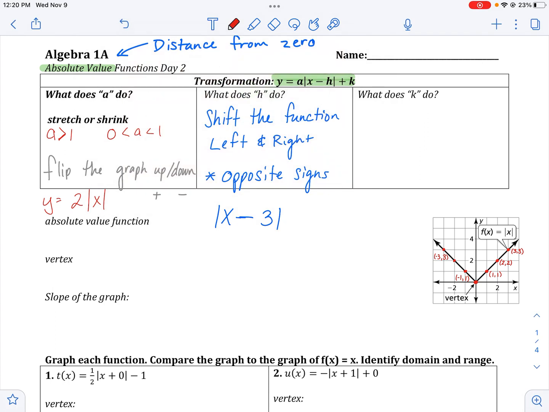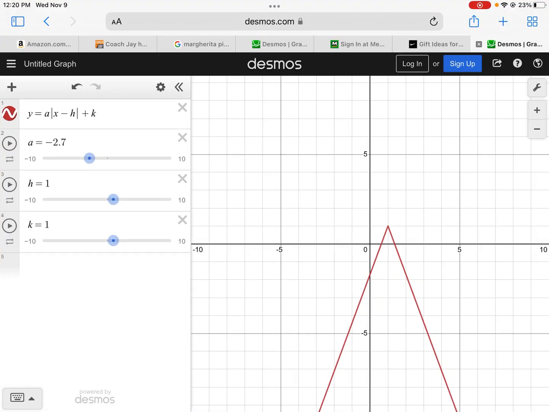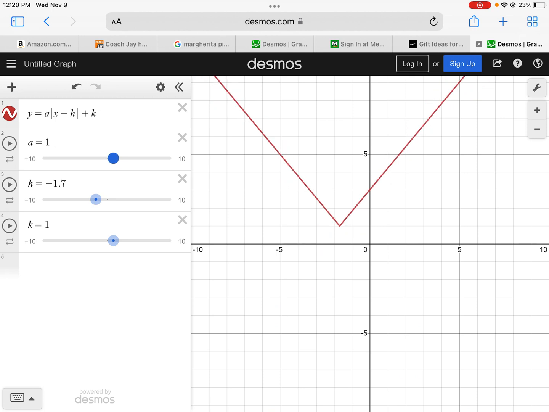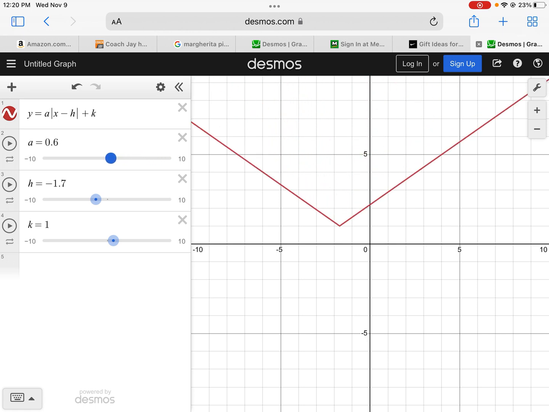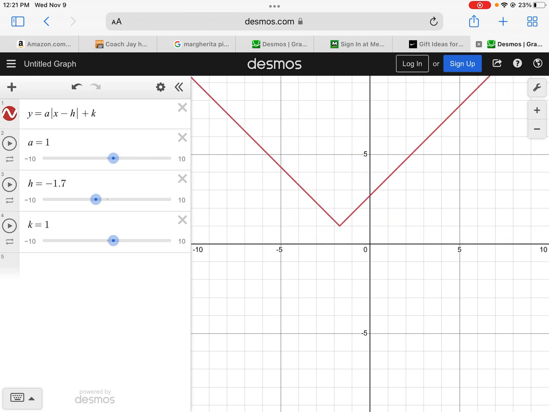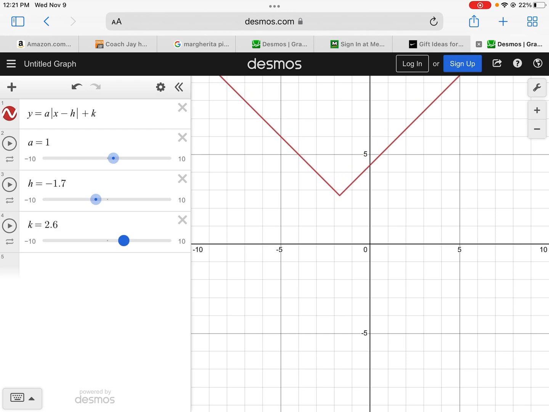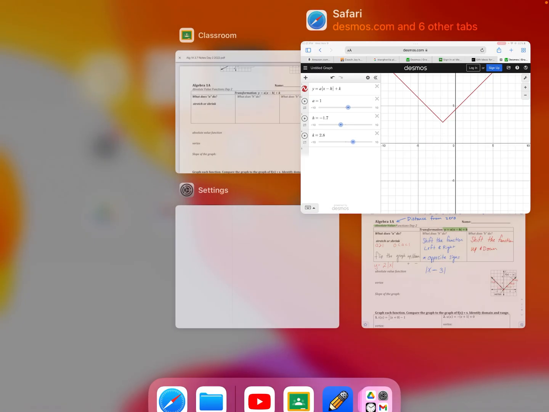And for your k value, k would shift the function up and down. And that one you don't need to think opposite signs for. So h moves your function left and right. A can make it stretch upward or shrink downward. It can also flip it upside down. And k would move the entire graph up and down. It moves that point, the vertex point, up and down.